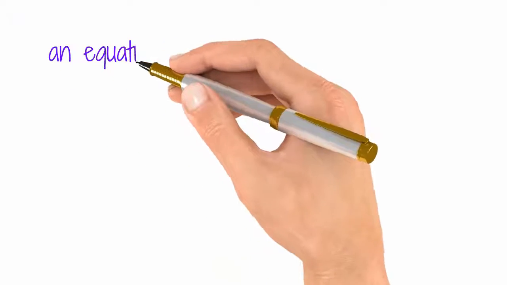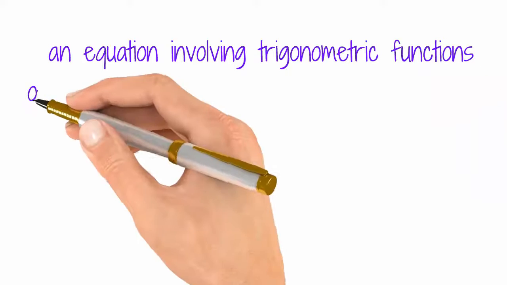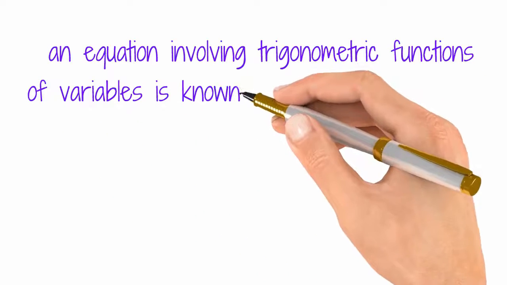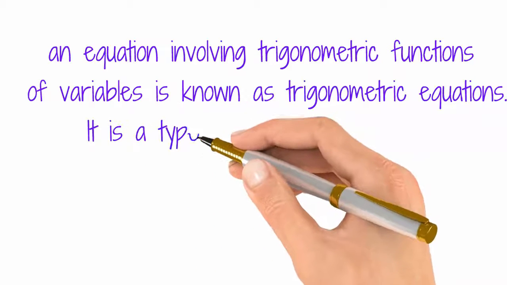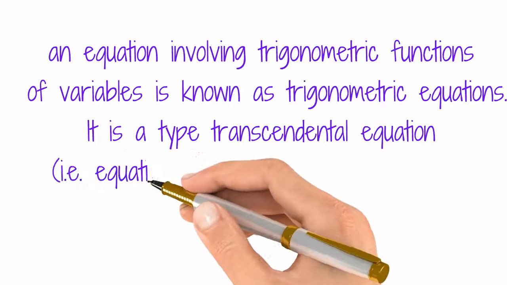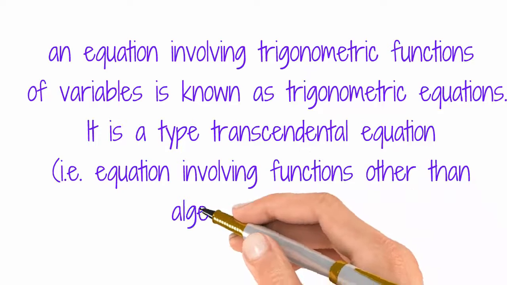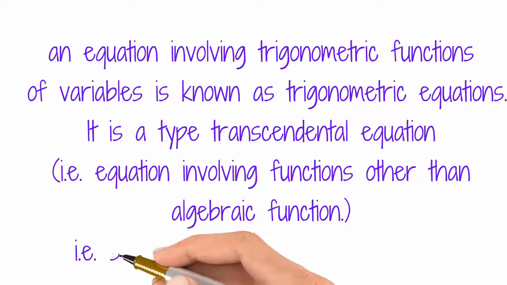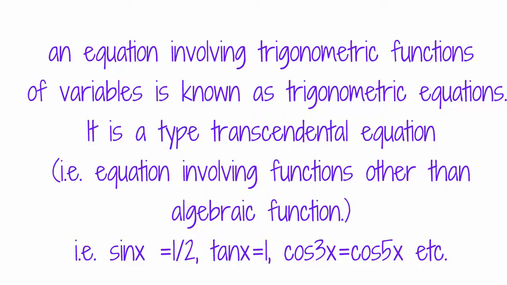Definition: an equation involving trigonometric functions of a variable is known as a trigonometric equation. It is a type of transcendental equation, that is, an equation involving functions other than algebraic functions. Example: sin x is equal to 1/2, tan x is equal to 1, cos 3x is equal to cos 5x, etc.